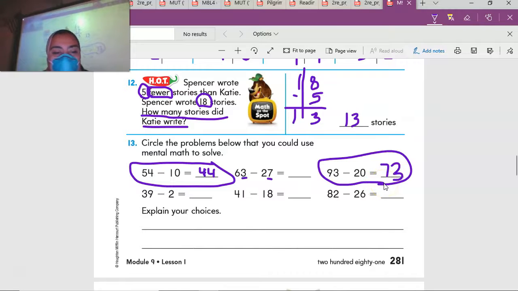Okay. How about 39 take away 2? Can we do that one easily? Yes, you just count back 2. 39, 38, 37. That's an easy one. How about 41 take away 18? No, 1 is smaller than 8. You're going to have to regroup. That's not going to be easy. How about 82 take away 26? Nope, 2 is smaller than 6. That's not going to be easy.